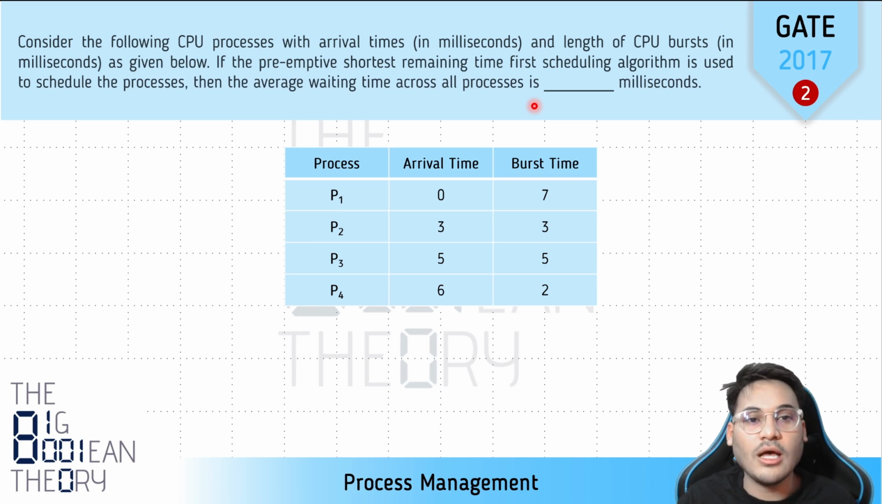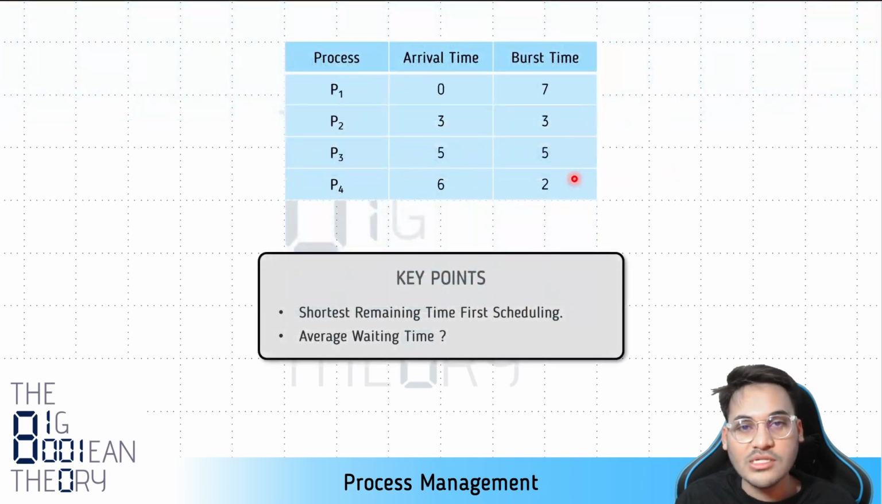So now, having understood this question, let's solve this. This is the given data in the question. There are 4 processes, with arrival time and burst time in milliseconds. The key points are that we are going to use shortest remaining time first, and what we have to calculate is the average waiting time. It's a good idea, when you're solving any question, to keep the important points in mind.